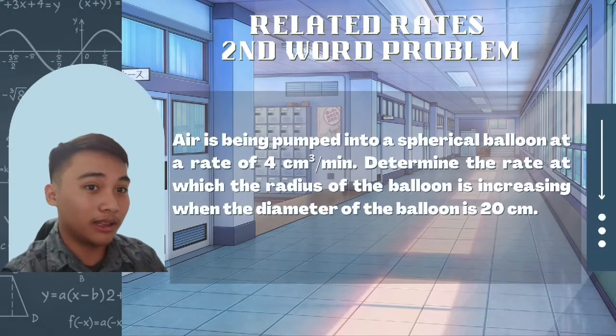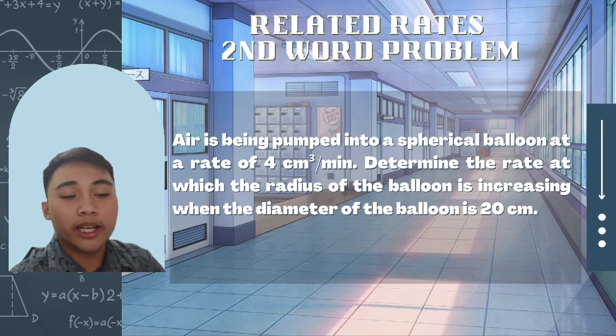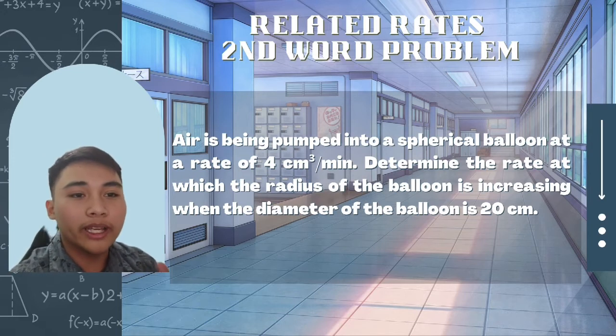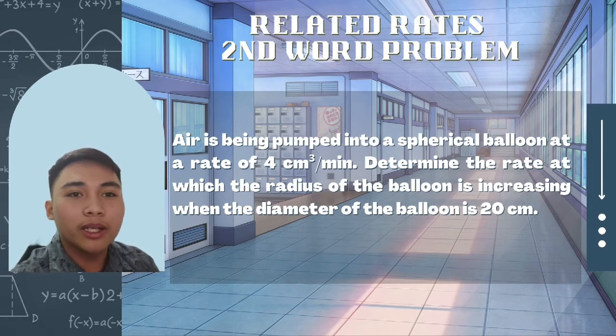My name is John, and today we're learning about related rates in calculus. Today's example will be a word problem, so I'll read it to you guys. Air is being pumped into a spherical balloon at a rate of 4 centimeters cubed per minute. Determine the rate at which the radius of the balloon is increasing when the diameter of the balloon is 20 centimeters.